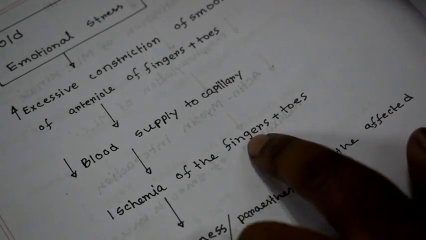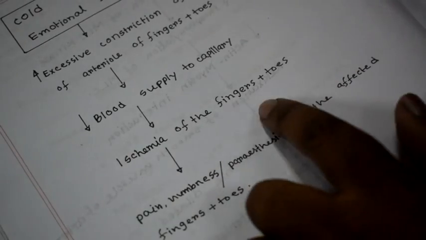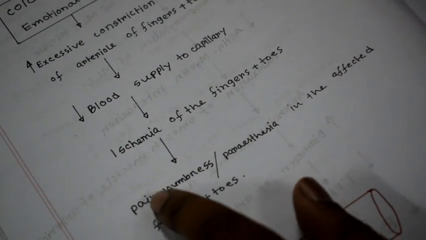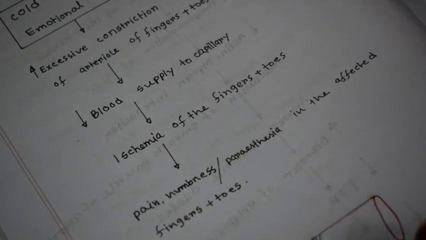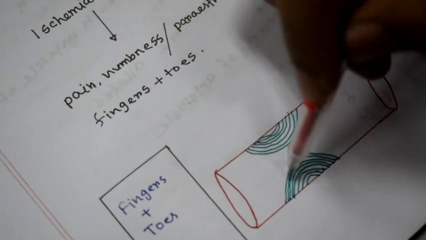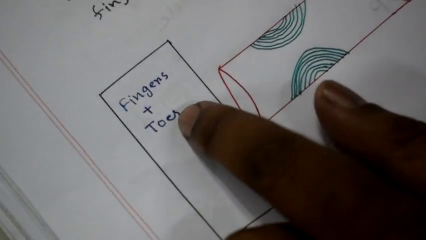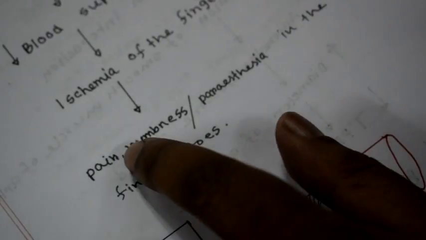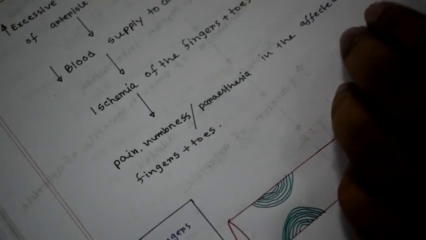When blood supply to the fingers and toes is decreased, there is ischemia of the fingers and toes, and ischemia of the fingers and toes leads to pain, numbness or paresthesia in the affected fingers and toes. So in Raynaud's phenomenon, in cold or emotional stress, there is excessive vasoconstriction, or constriction of the smooth muscle of the arteriole, that leads to ischemia of the fingers and toes, and ischemia of the fingers and toes leads to pain, and in serious cases necrosis, numbness, and paresthesia of the affected fingers and toes.